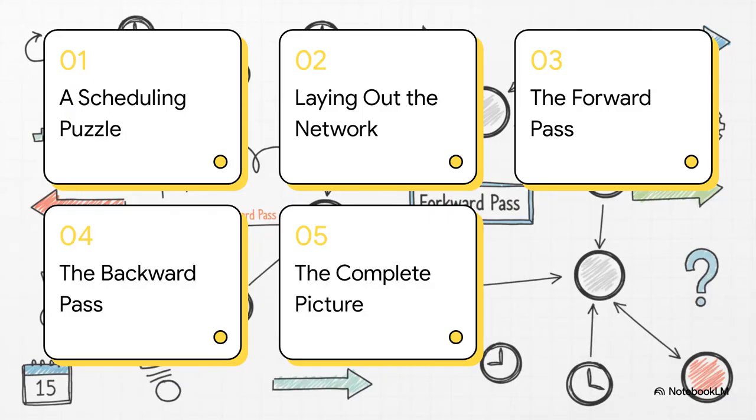All right, so here's how we're going to tackle this. First, we'll look at a little scheduling puzzle. Then we'll lay it all out in a network diagram. After that, we'll do the forward pass to find the earliest times, and then the backward pass to find the latest times. And by the end, we'll have the complete picture.